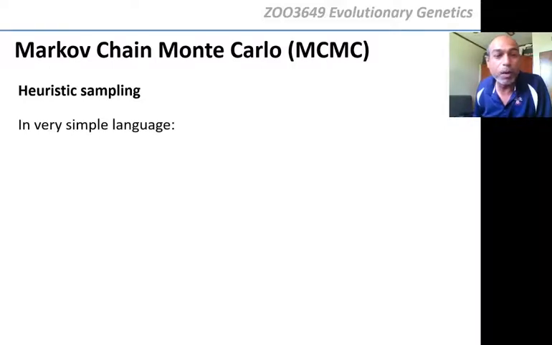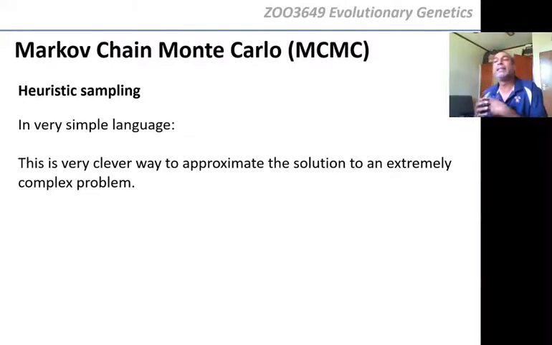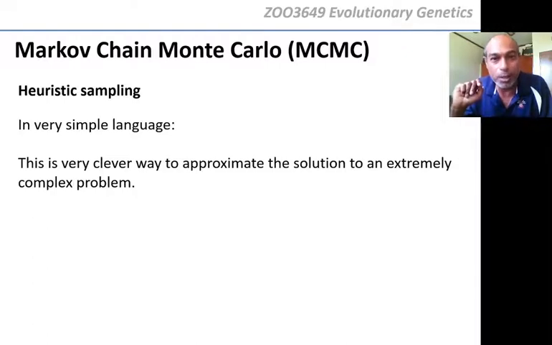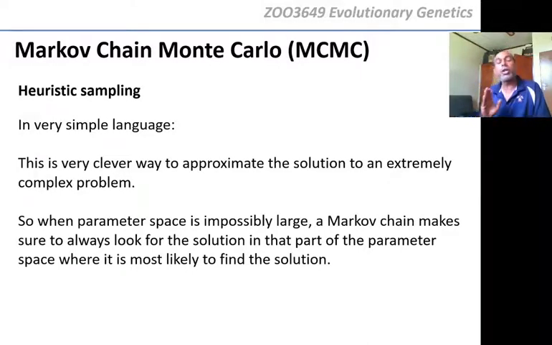Okay, let me explain to you how it works. Okay, so the Markov chain basically approximates the solution because the solution itself is too difficult to actually calculate. It's impossible to calculate. So we need to approximate the solution. All right, so the Markov chain is very clever. Okay, it actually makes sure to look for the solution in that part of the parameter space where it's most likely to find the solution. That's very clever. So basically, it doesn't bother looking for the right tree or the maximum likelihood tree in a place with low likelihood. It only wants to find places with high likelihood to search. Okay? And so how does it actually do that? Right? How does it do that?